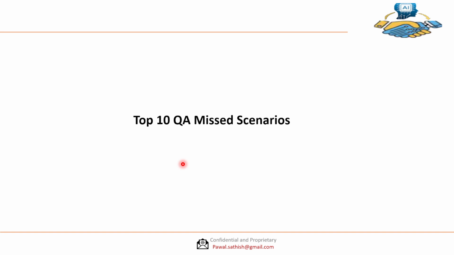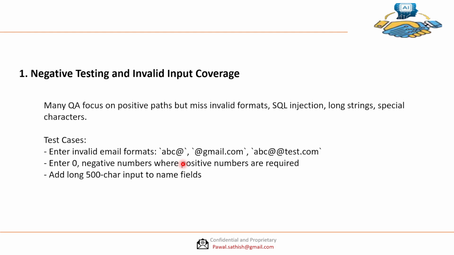So when we get any story or functional verification, usually we are missing some scenarios. Today's session we'll see what scenarios we are missing. First scenario, negative testing and invalid input coverage.